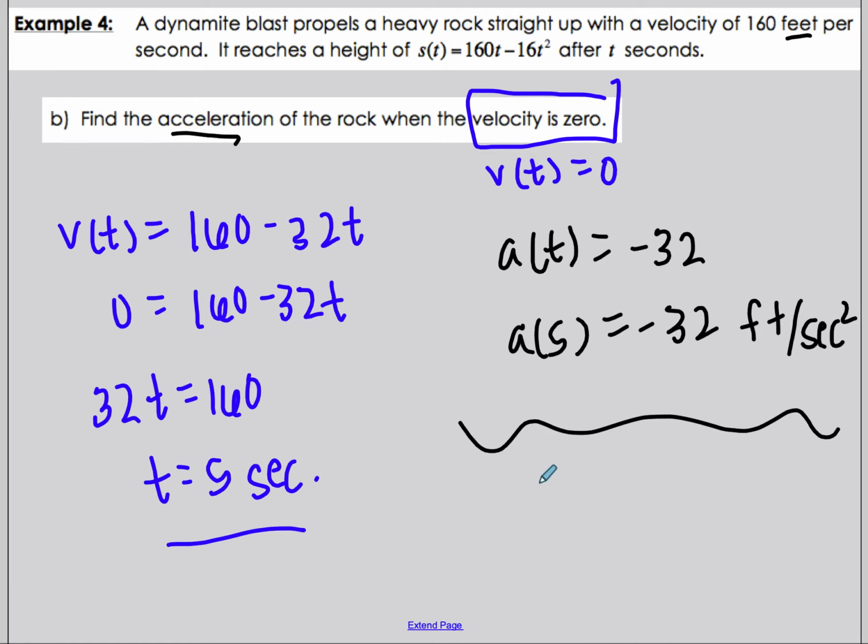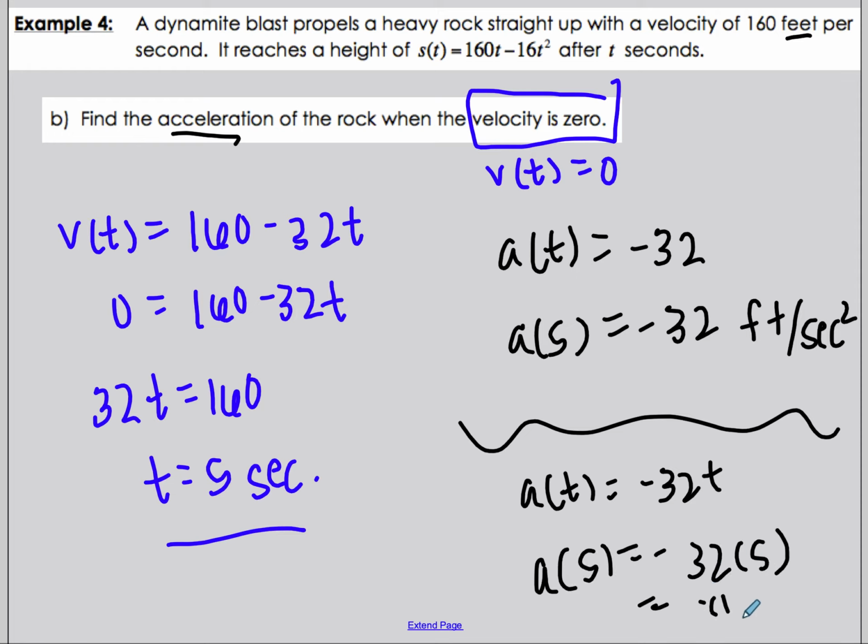One thing I do want to point out is, what if your acceleration was negative 32t? Okay. If you had a variable on it, you guys would actually have to multiply it out. Negative 32 times 5, which should get you negative 160. Okay. But this one didn't. But just to be aware, it's not always going to be a constant. There is chances where you might actually have to plug it in.